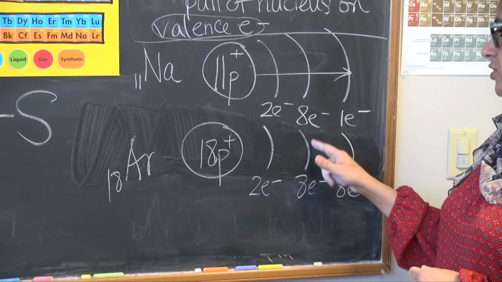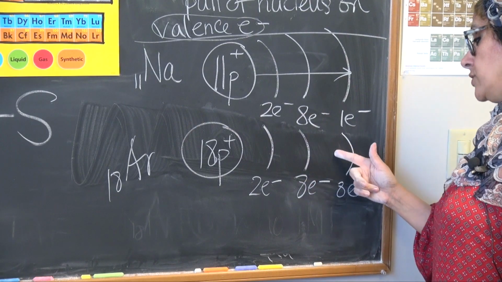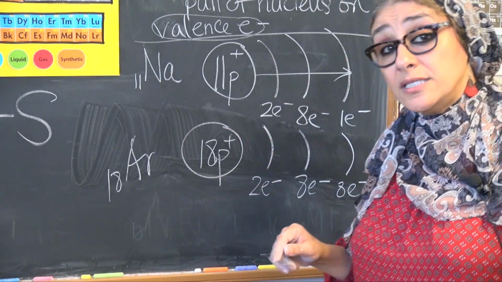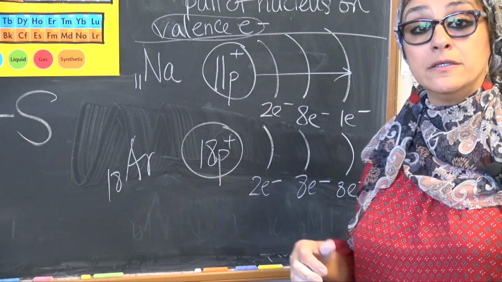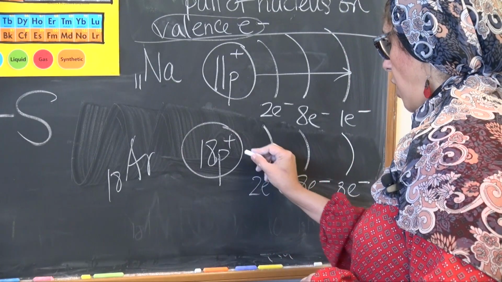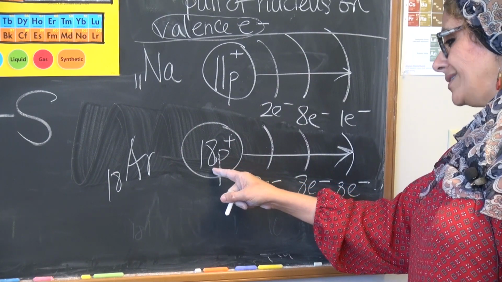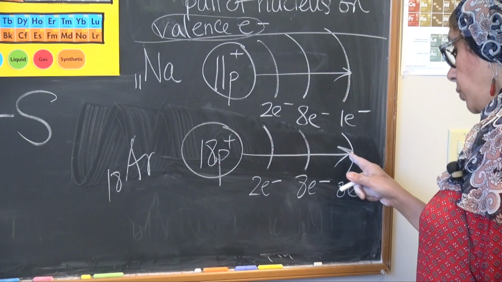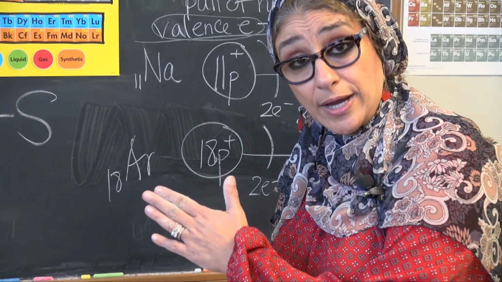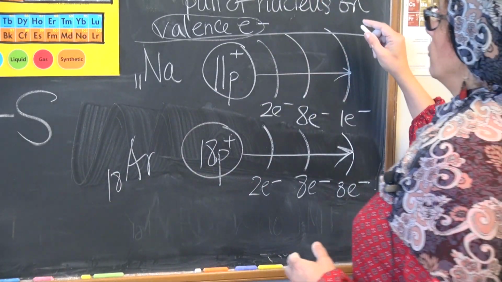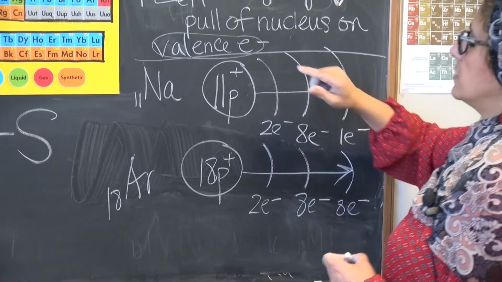Now, we have the same amount of shielding as we had in sodium because it's in the same period. And so the shielding effect is the same. What is different is the number of protons. The more protons you have at the same shell, the stronger the effective nuclear charge. So you have more protons, more positive charge pulling on the valence electrons with the same amount of shielding. So as you go from left to right across the periodic table, you're going to have an increase in effective nuclear charge. Now, I did this backwards, didn't I?